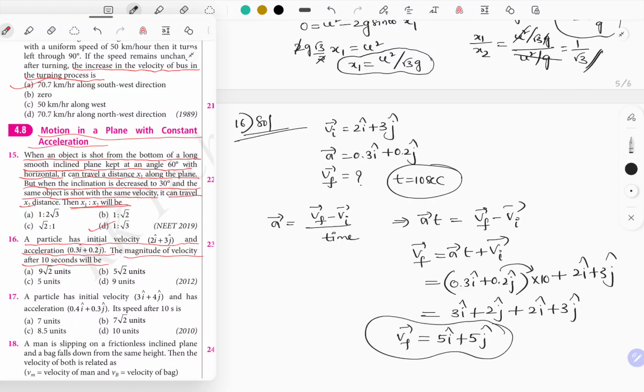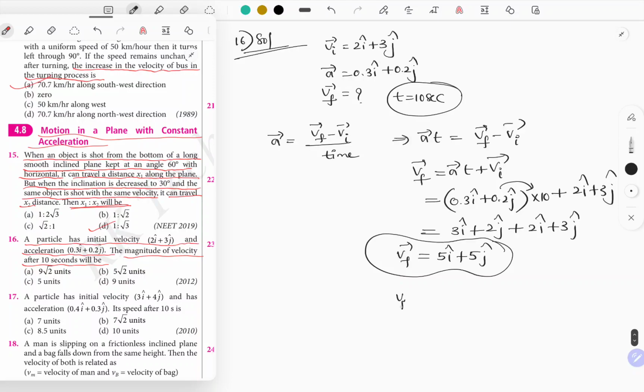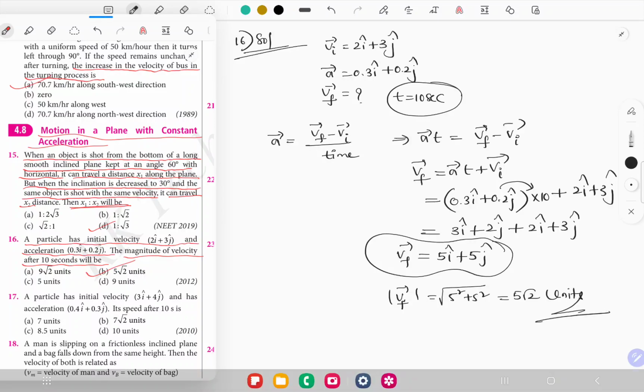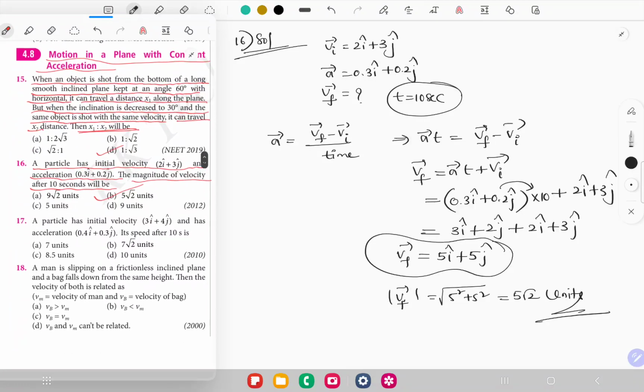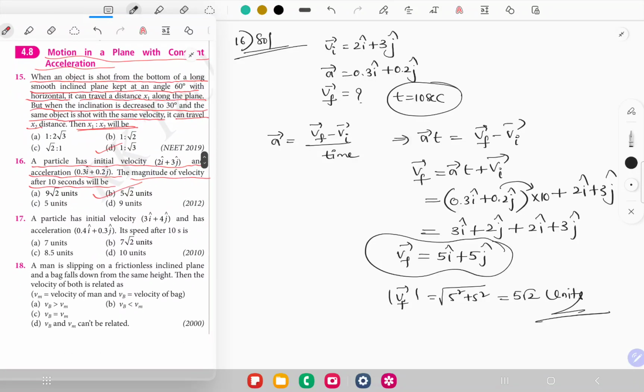They are asking the magnitude of the final velocity, right? So the magnitude of the final velocity is root of 5 square plus 5 square, which is equal to 5 root 2 units. They have given the answer in terms of units. That's why answer option B is correct. Is everything clear, guys? Hope you understood.